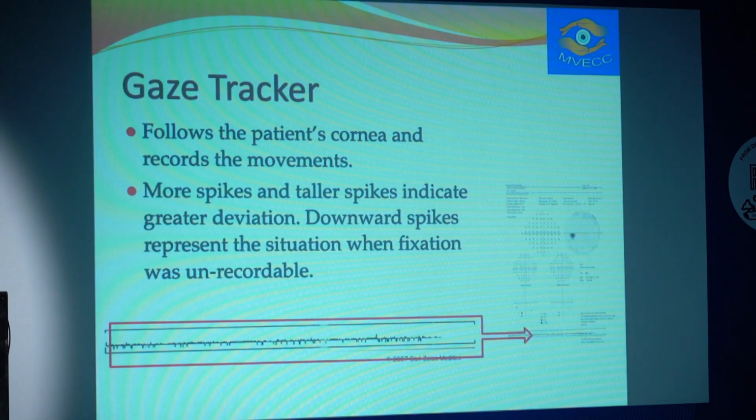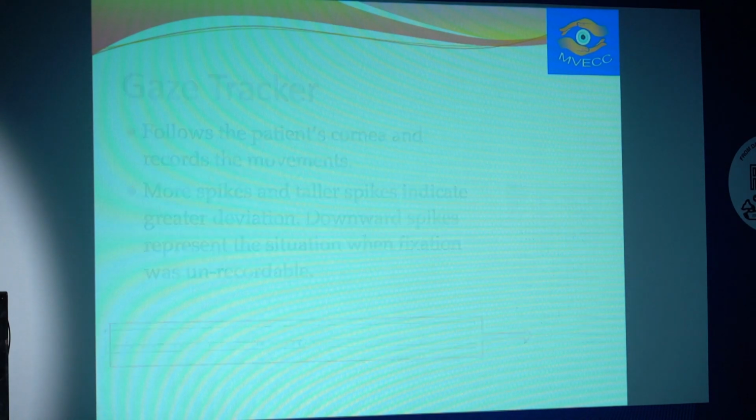Now this is the gaze tracker, where the patient's cornea movements are recorded. Whenever the patient moves the eye, an upward line is made, and when the patient's movements are unrecordable, a downward line is made. So this is how the gaze tracker works.